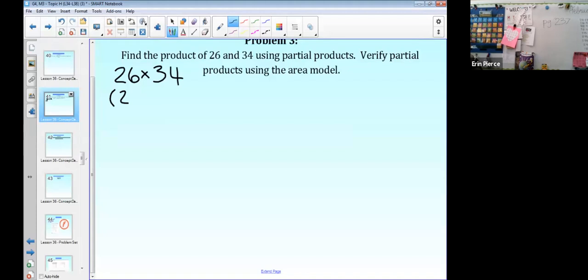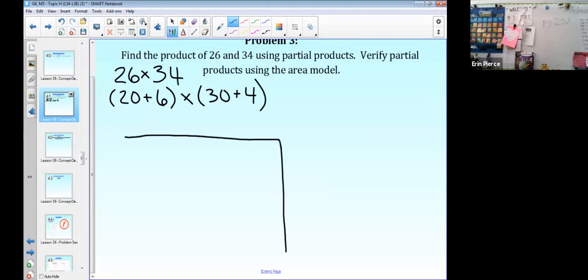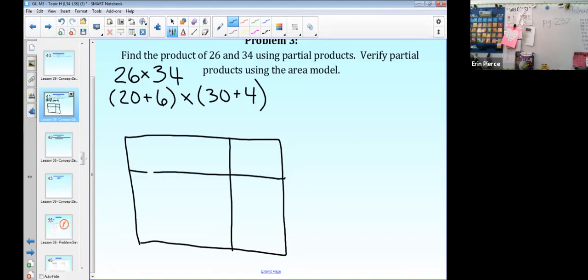20 plus 6. Oops, goodness. My marker, I'm working before I'm thinking. 20 plus 6 times 30 plus 4. Again, we're building our big area model. Splitting it up. I kind of like to do it this way so you can see that the values get smaller versus the largest value.